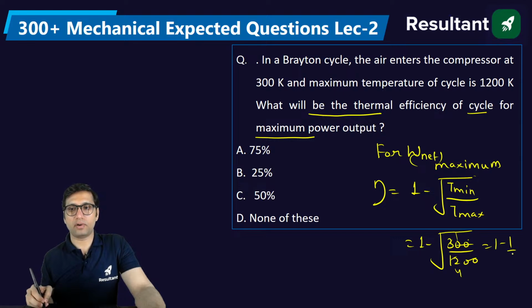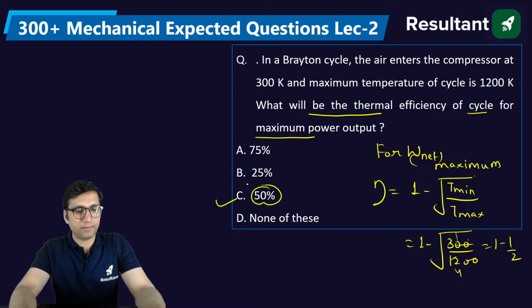1 minus 1 by 2, that is 50%. Right answer will be 50%, option C.